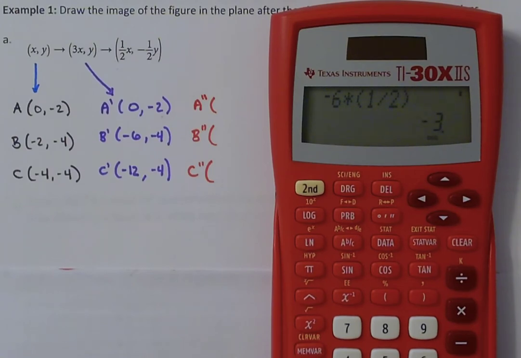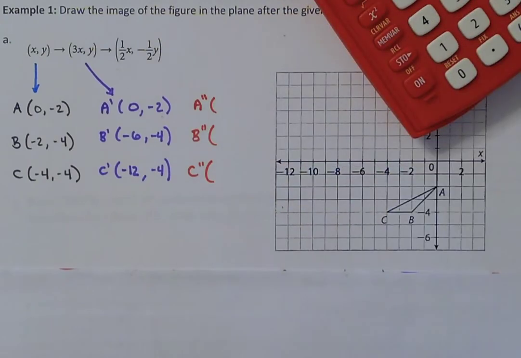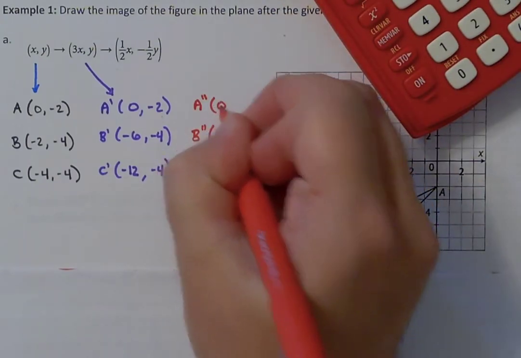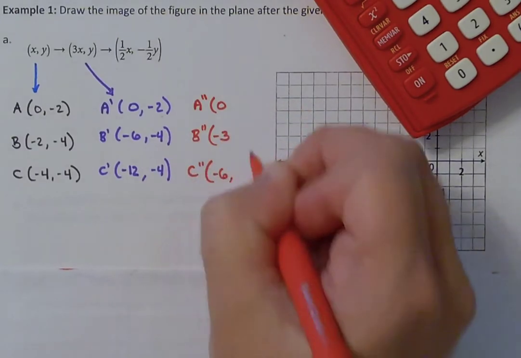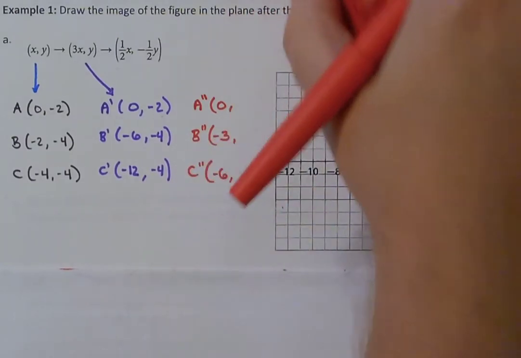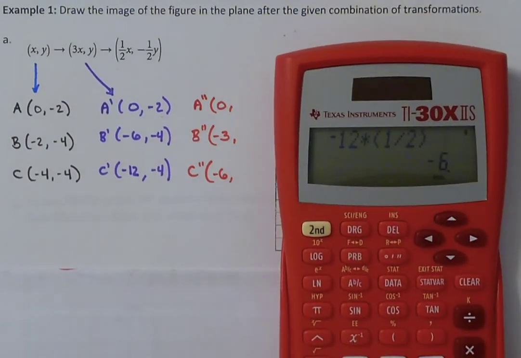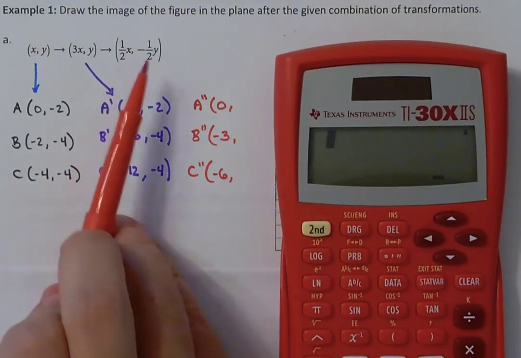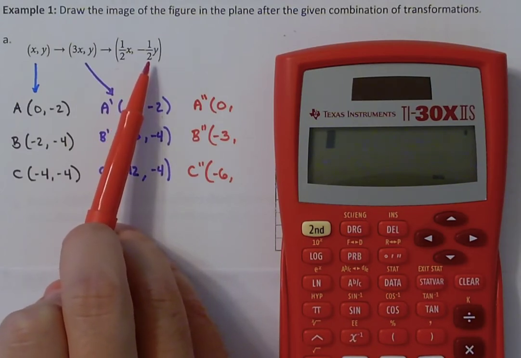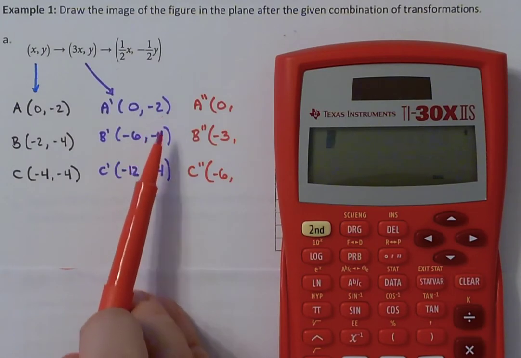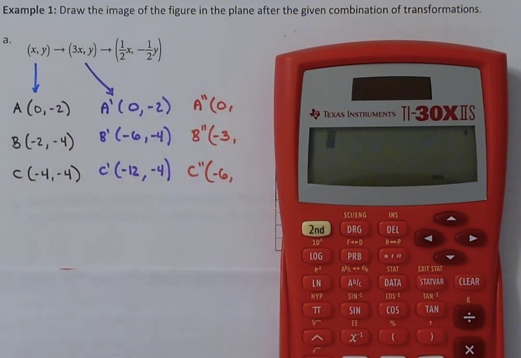And we get -3. And then -12 times 1/2 is -6. So that means we have 0, -3, and then -6 for A double prime, B double prime, C double prime. All right, for the y values, it's -1/2 y. So it means I need to multiply -1/2 to -2, -4, and -4.